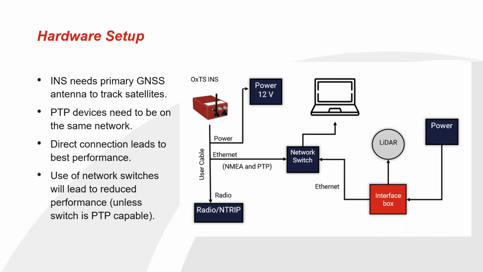So when we were testing this feature, the use of network switches does reduce the performance, but you can still get the accuracy required to make an accurate point cloud with a network switch in the setup. You can buy PTP capable network switches, but they are very expensive because they require hardware which is able to save timestamps accurately and stuff like that. So we actually just use non-PTP capable switches in our testing, and the results were perfectly acceptable.